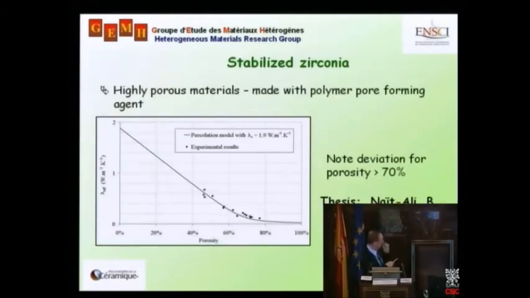So here is the test of Landauer's expression on very porous stabilized zirconia, which has been made with a polymer pore forming agent. And you can see that the predicted curve gives very nice values compared to the experimental data. So this is obviously very encouraging. Let me show you a case where it didn't work quite so well.